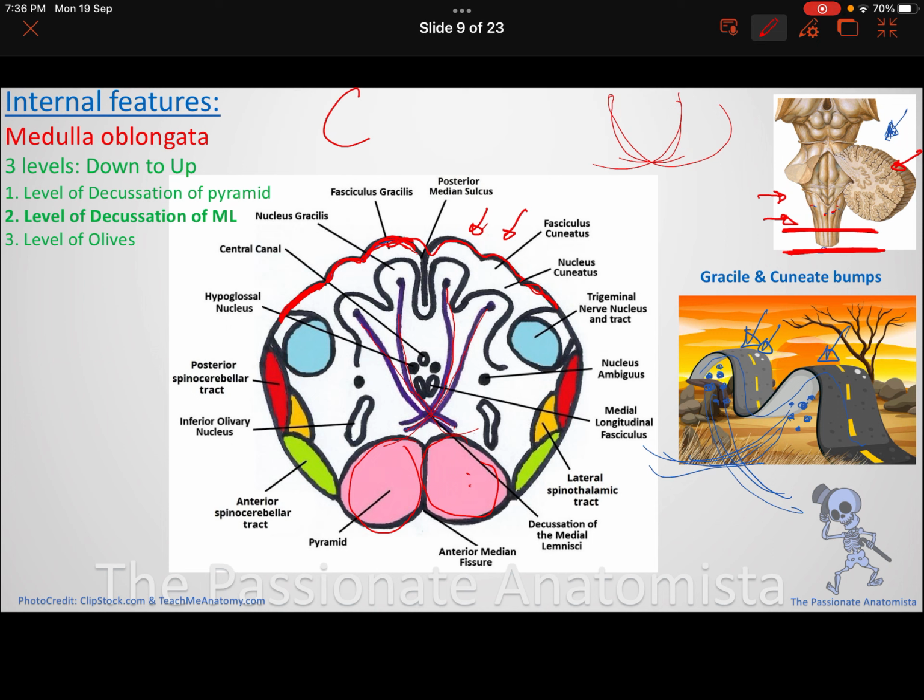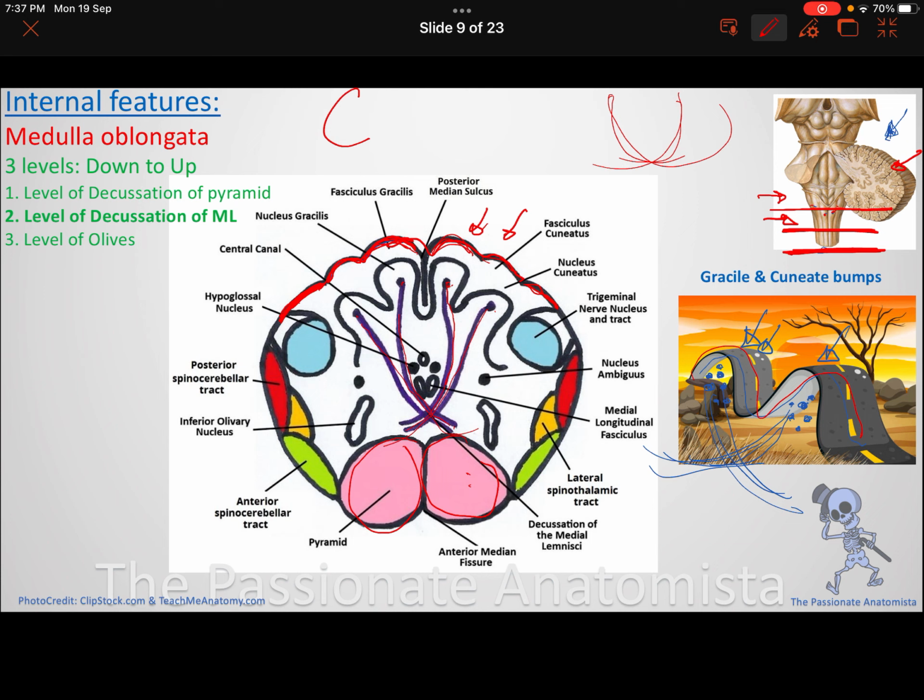Now, at the sensory decussation level, let me just be accurate. Here I have the decussation of the fasciculi, the gracile and cuneate. They will stop, and they're going to send the second order neurons to the nuclei, and these nuclei are going to create those bumps. We call them tubercles, all right? So if I can see bumps, it means I am at the level of the sensory decussation.